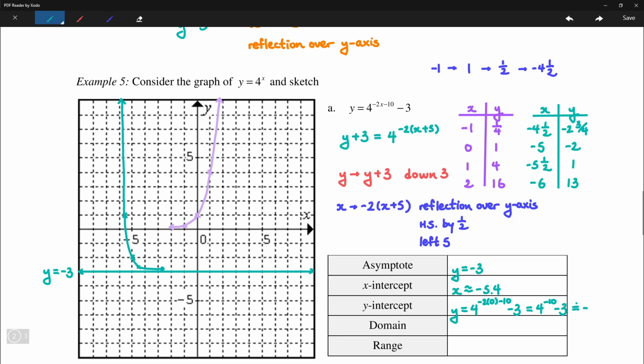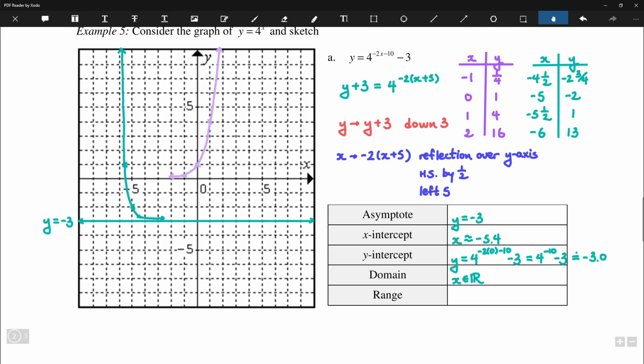But not quite. So it's going to be just short of negative 3, because we know that that is an asymptote. From there, the domain is going to be x is an element of the real numbers. And finally, the range, y is greater than negative 3.